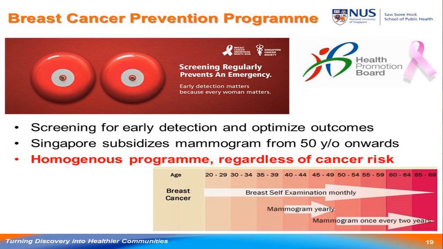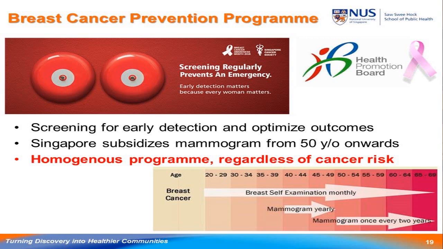So in Singapore right now, we have a uniform, homogeneous breast cancer prevention program, where every woman above the age of 50 is subsidized for their mammographic screenings.